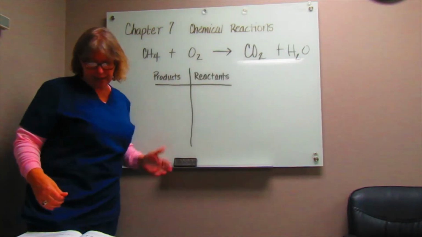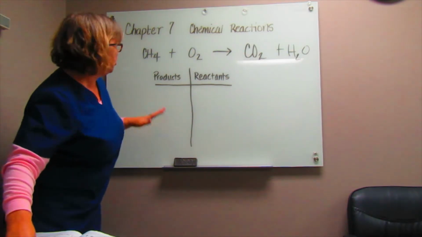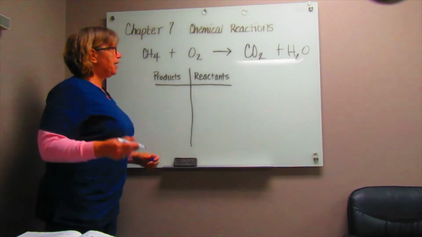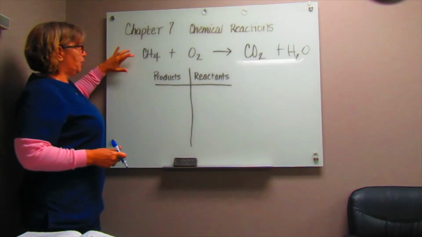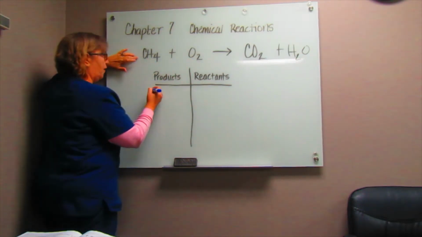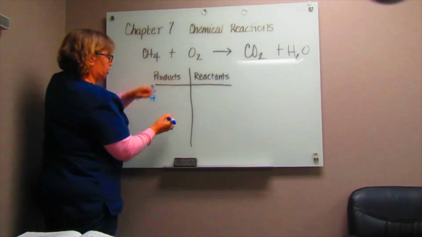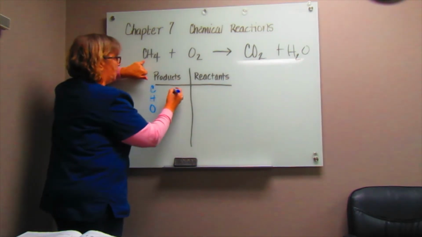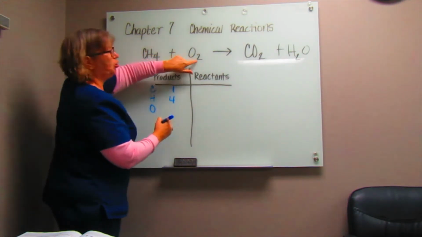Okay guys, so balancing chemical equations. There's no special trick to this. This is just the way that I do it. I make a table, and your professor may show you this method as well. I make a table with products on one side and reactants on the other. I look at the product side, and I make a list of each element. So I have carbon, hydrogen, and oxygen. And then I look at the number of molecules of each. I have 1 molecule of carbon, 4 molecules of hydrogen, and 2 molecules of oxygen.